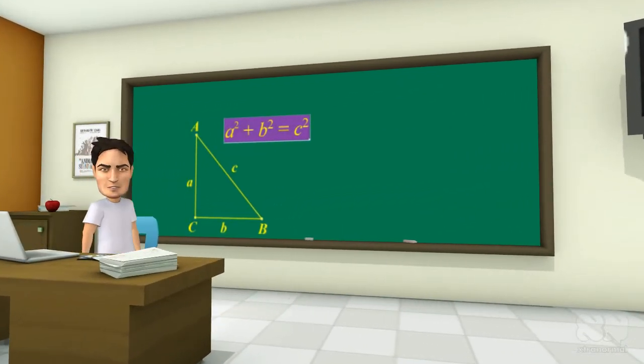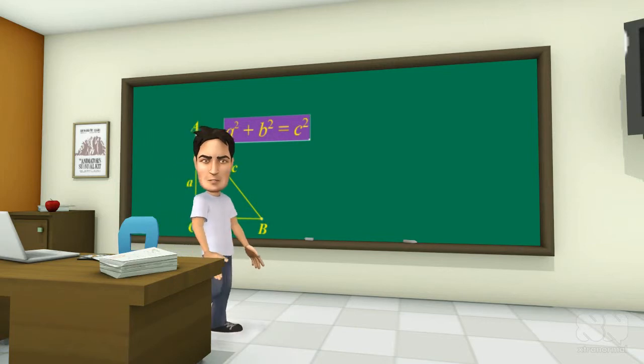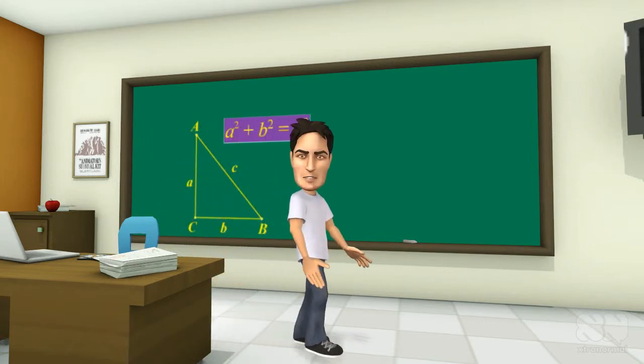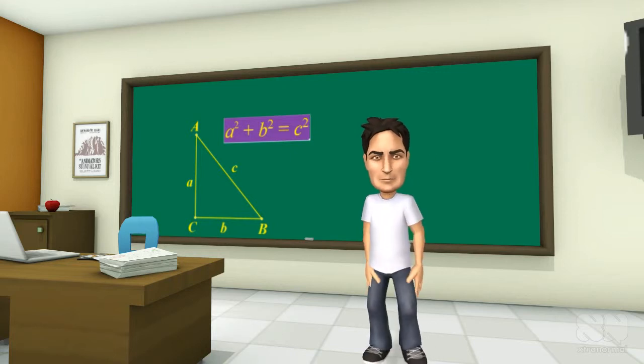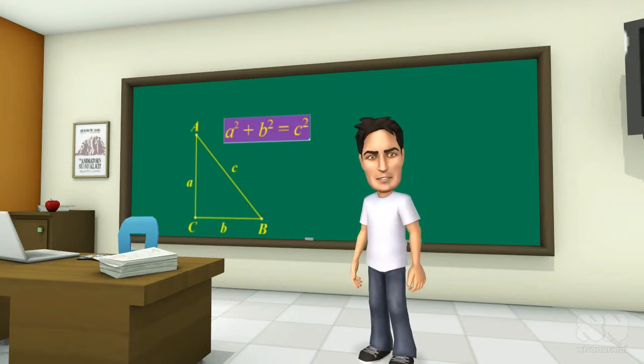Today we are going to look at the Pythagorean theorem. The Pythagorean theorem is almost certainly the most well-known theorem in geometry and perhaps in mathematics in general. It is a powerful theorem and it is not difficult to demonstrate. So let's take a look.